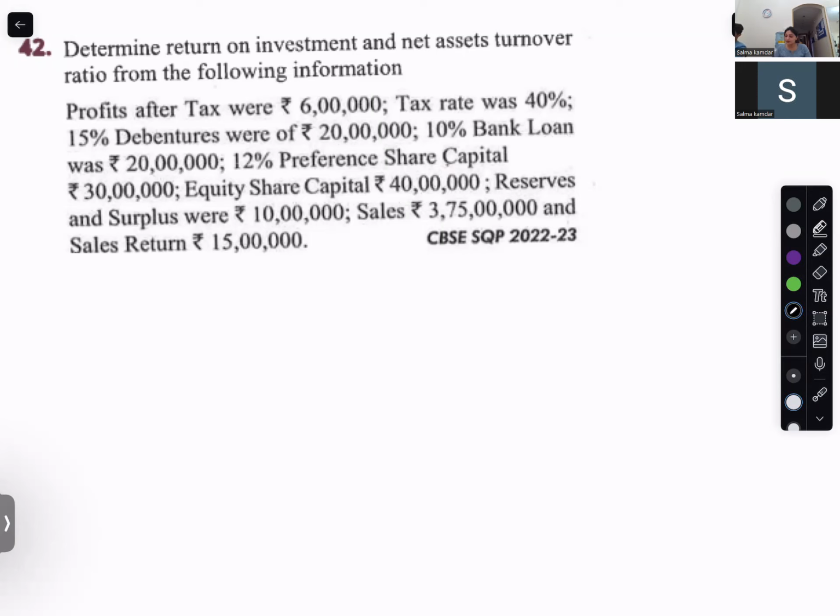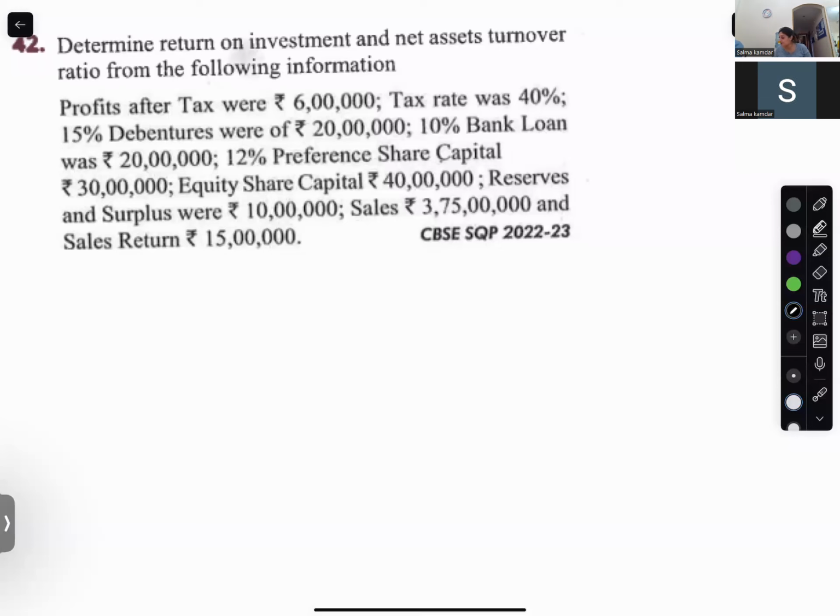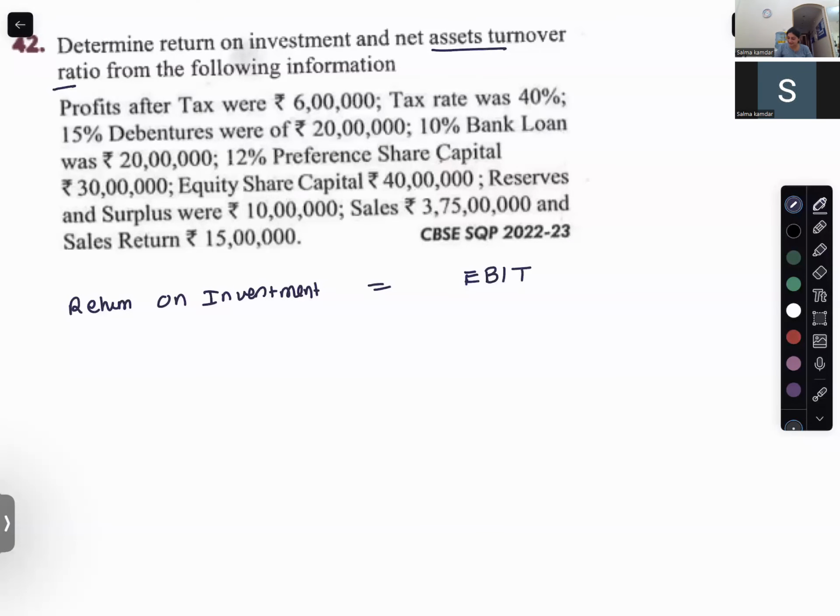Now, determine return on investment. What do I have to find out? Return on investment and net asset turnover ratio. When I'm talking about the return on investment, what is the formula? Return on investment is profit, or I could say earnings before interest and tax, upon capital employed, into 100.